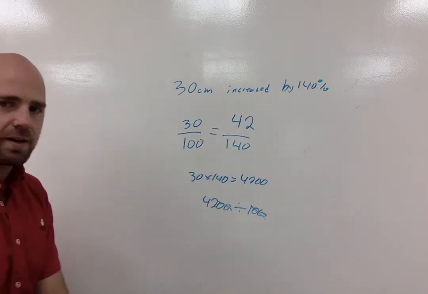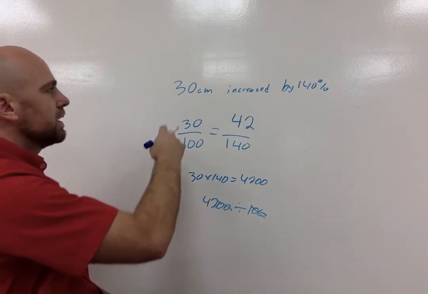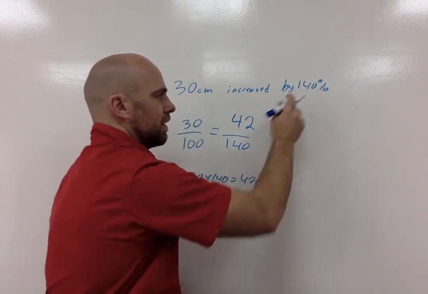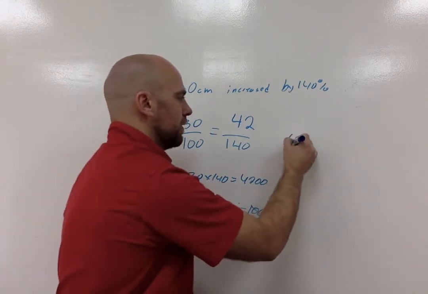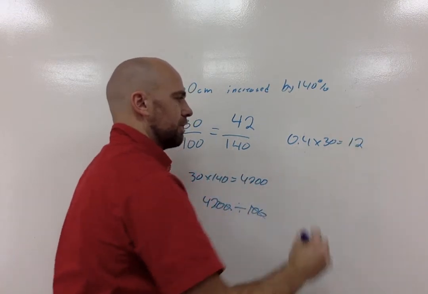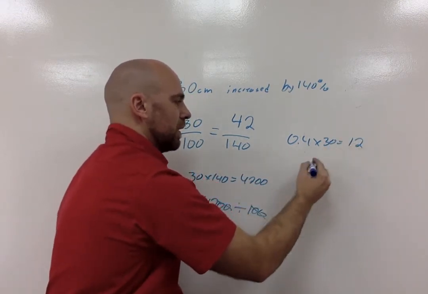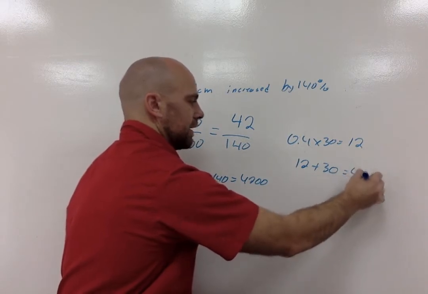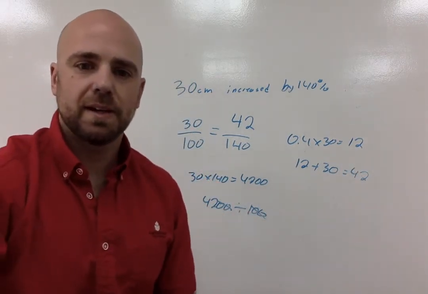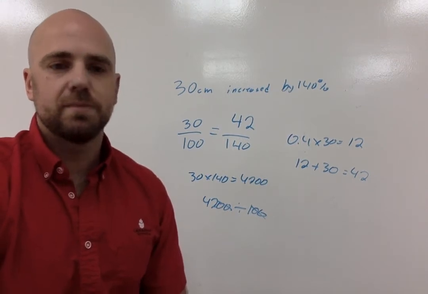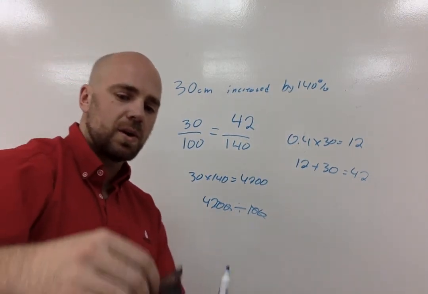If I want to look at it another way, I can say, okay, what if I want to calculate what 40% of 30 is? So I would figure out that 40% is 0.4 times 30, which is going to give me 12. I have to add the 12 to the 30 to end up getting my 42. Okay, so depending on which method you're actually using, that tells you exactly what's going on.